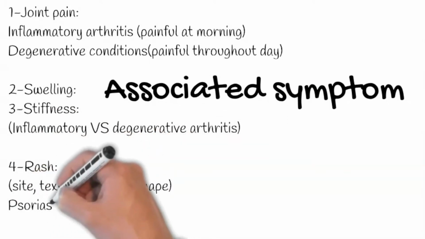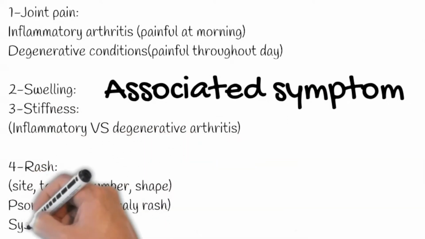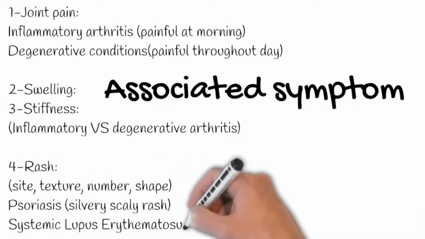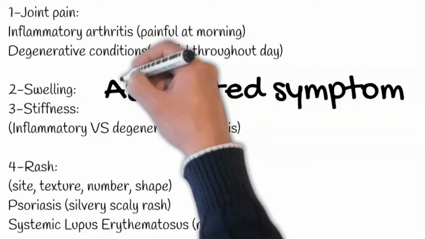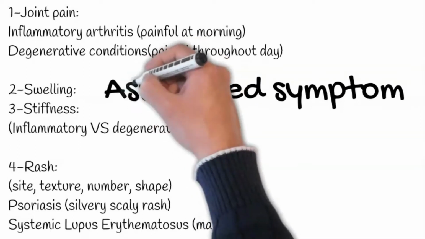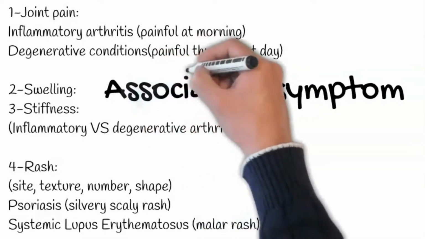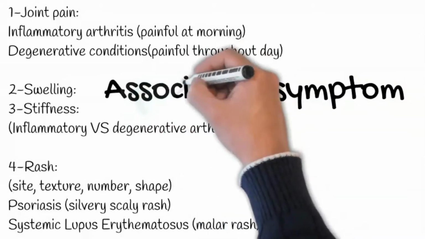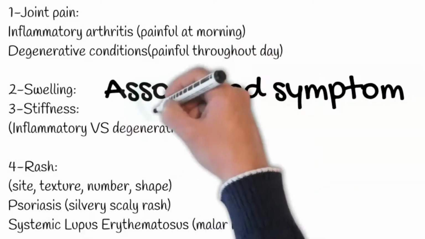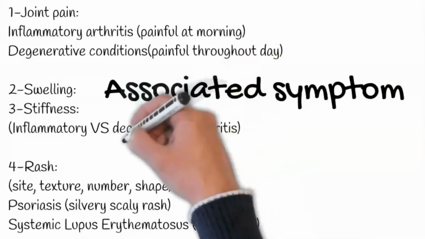Stiffness: do you feel your joints become stiff when you wake up in the mornings? How long does it take for them to become normal? Joint stiffness helps to differentiate inflammatory arthritis from degenerative conditions, as morning stiffness greater than 1 hour is typically associated with rheumatoid arthritis.